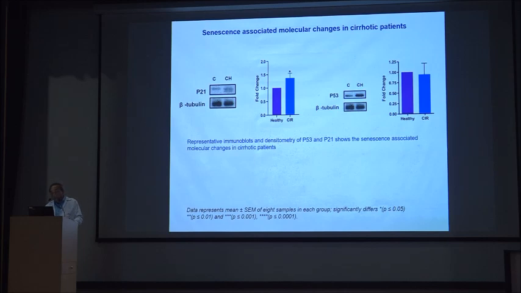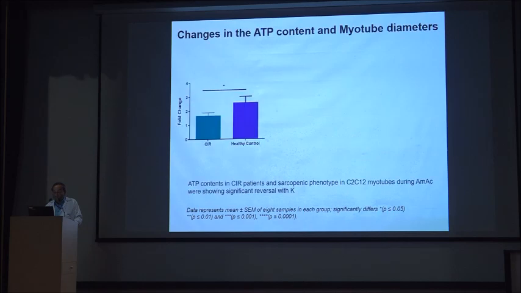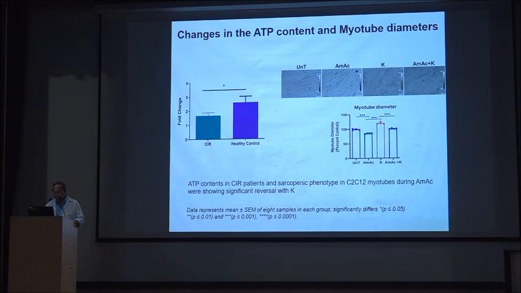This is also what we have seen, that senescence associated molecules P21 and P53 are upregulated in patients with cirrhosis having sarcopenia. Then in myotubules, what we have observed is that the ATP content, especially in sarcopenic patients, was less, and when they were treated with ammonia, there was a change in the size of myotubules, and if we give flavonoids like kaempferol, this change could be reversed to some extent.